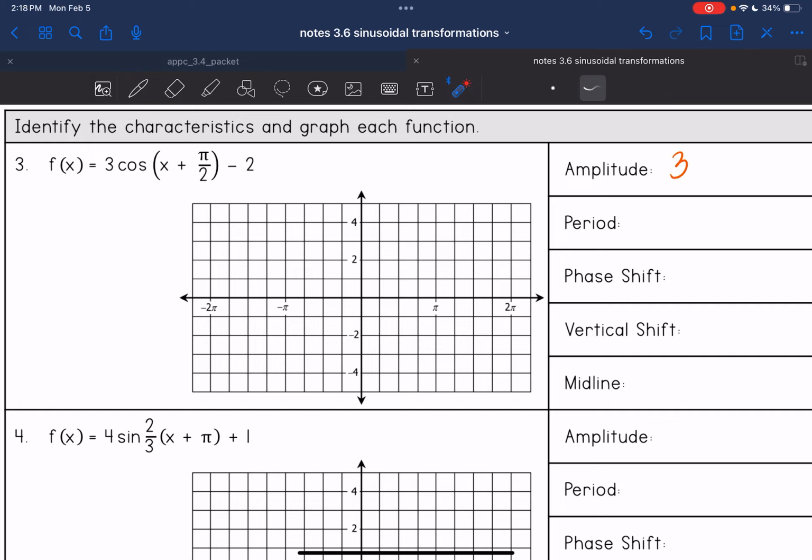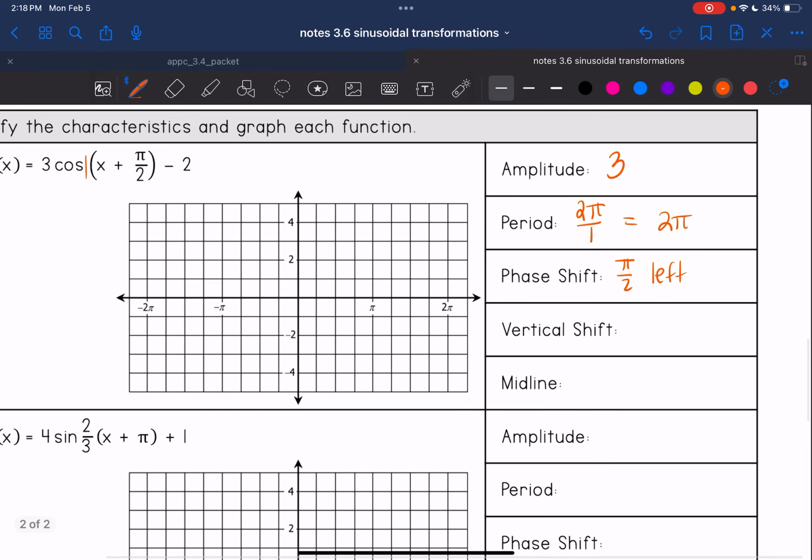Amplitude is 3, because that's the number in the front. Period is always 2 pi divided by b. Since there is no b, it's an invisible 1 right there, so it's still going to be 2 pi. Our phase shift, this number here, is pi over 2. But because it's a plus sign, you're going to move to the left. That means that our starting point, so I'm going to do this here, is x equals negative pi over 2. It's always opposite of what you see. Okay, then vertical shift, we have a minus 2, so that means it's going to move 2 down. Our midline is at y equals negative 2.